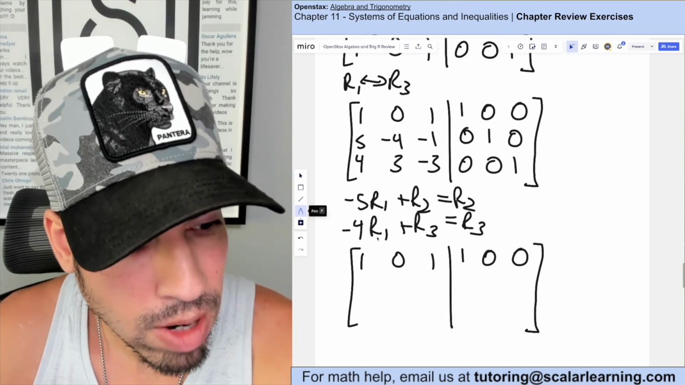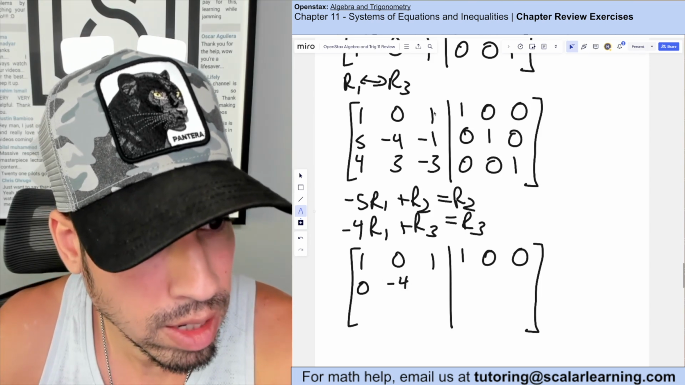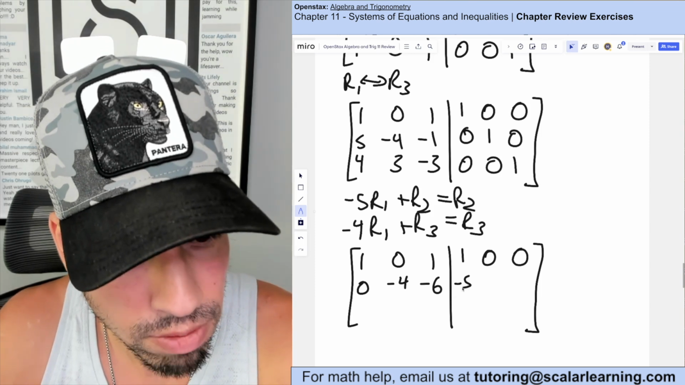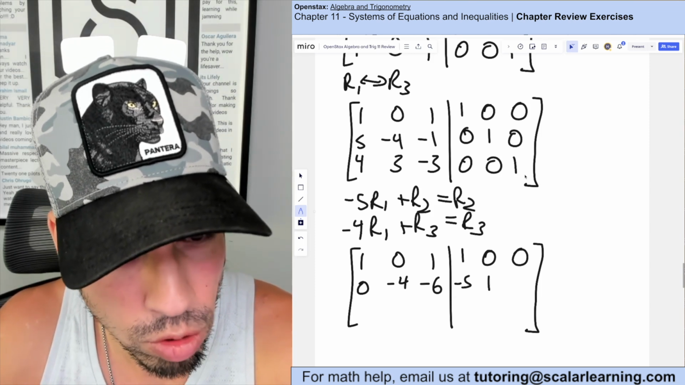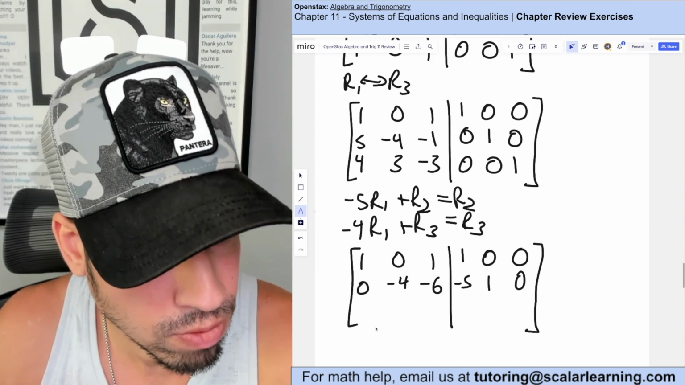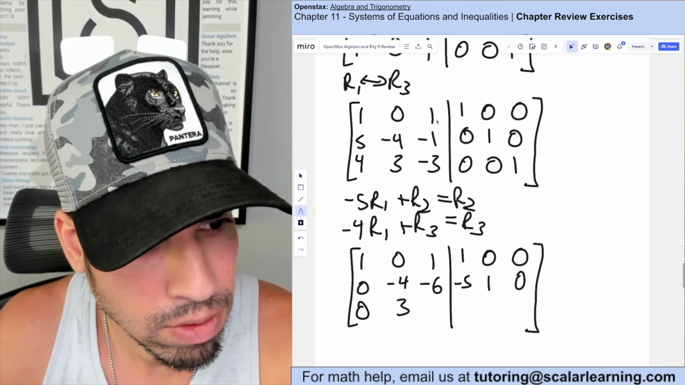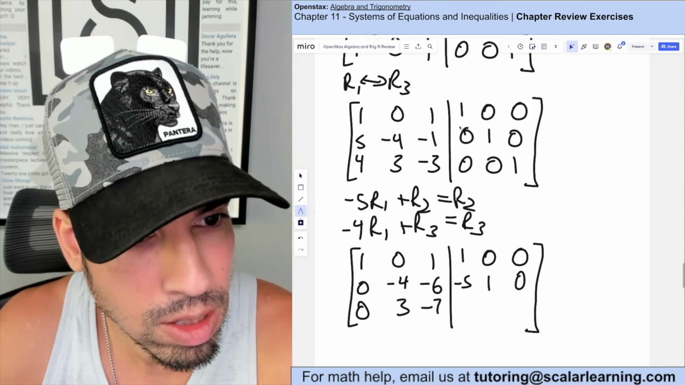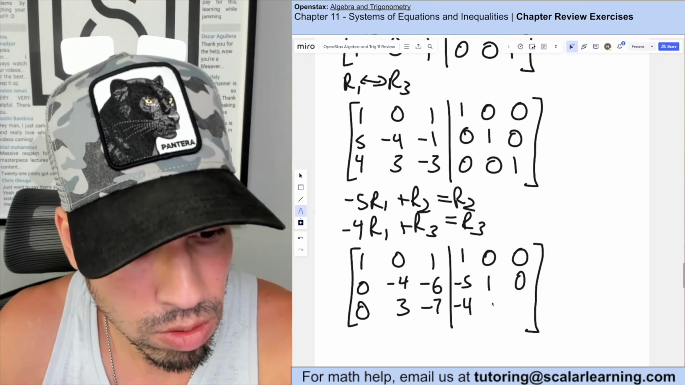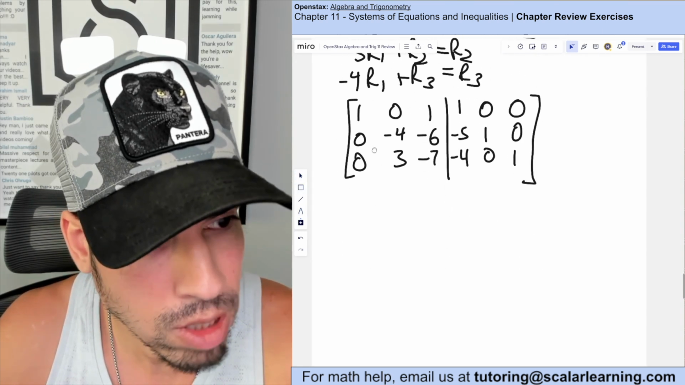So first we have negative 5 plus 5 is 0, 0 plus negative 4 is negative 4, and negative 5 plus negative 1 is negative 6. Negative 5 plus 0 is negative 5. Then we have 0 plus 1 is 1, 0 plus 0 is 0. And then down here we have negative 4 plus 4 is 0, 0 plus 3 is 3, negative 4 plus negative 3 is negative 7, negative 4 plus 0 is negative 4, 0 plus 0 is 0, 0 plus 1 is 1. Great. Okay, we got that first column all done, right?